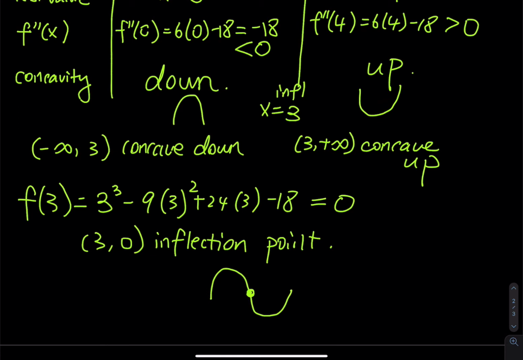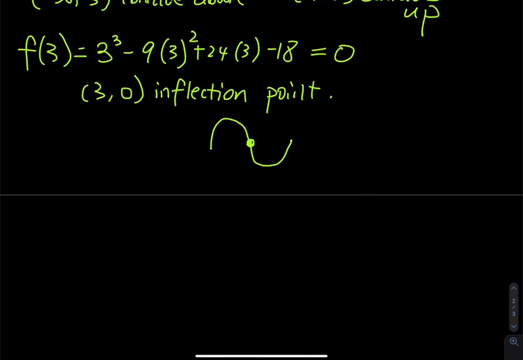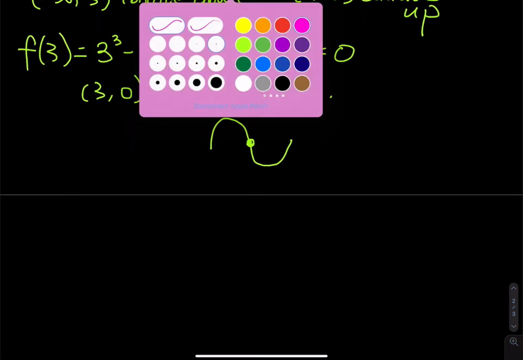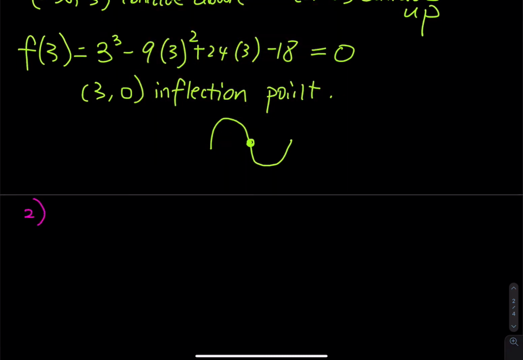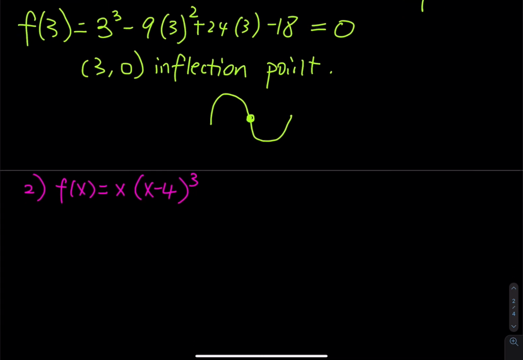All right, the next problem is number 2. So let's move on to number 2. We switch color for number 2. So number 2, we have f of x equals x times (x minus 4) to the third. All right, how about this? Let's practice the derivative anyway.